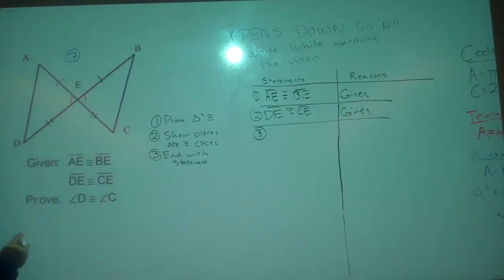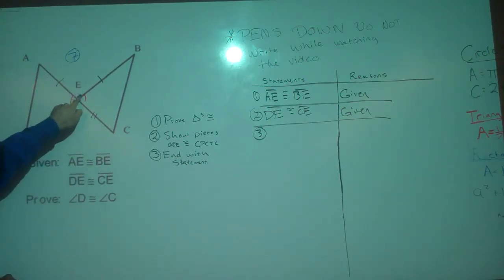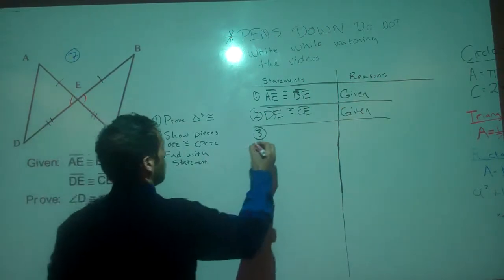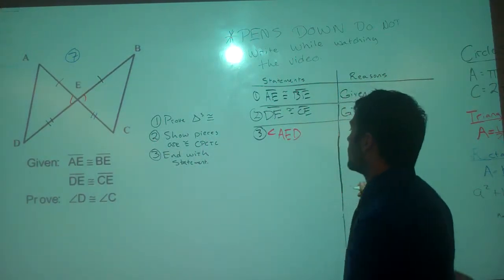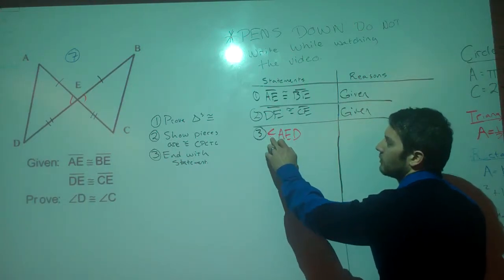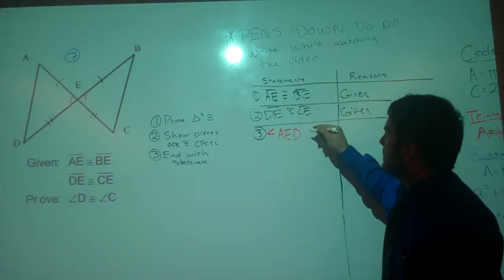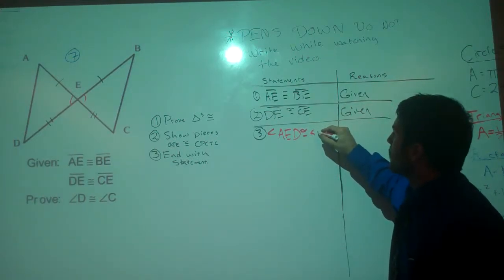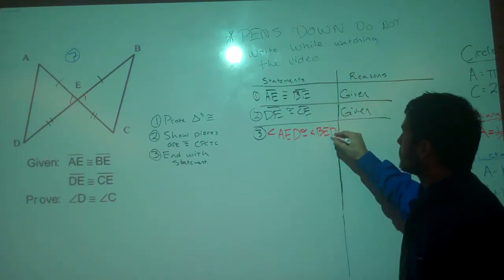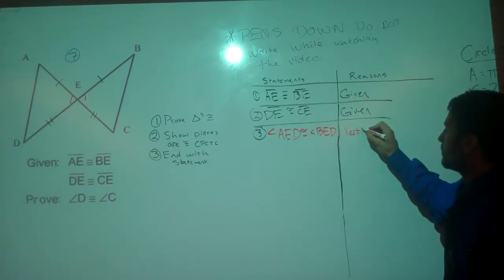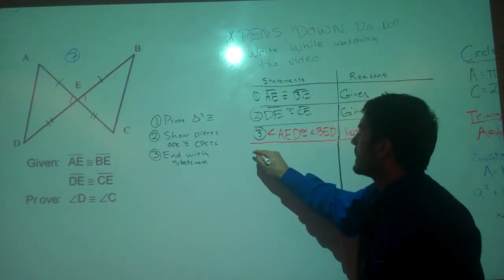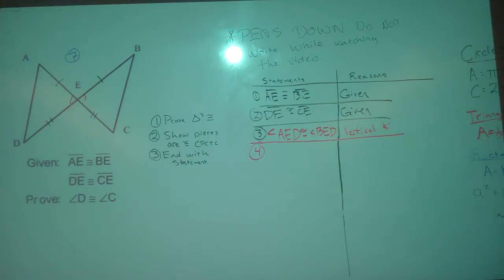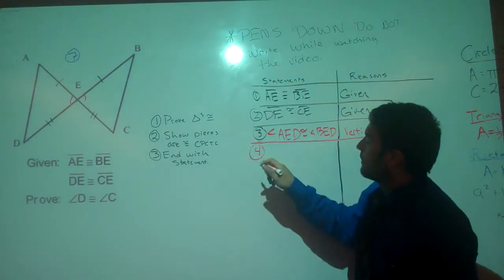This angle here cannot be called E because there is more than one angle sitting at this point, so I have to name it with 3 letters. I'm going to name the one on the left angle AED, and I will use the angle symbol to indicate that I am talking about an angle and not a triangle. The one on the left was AED. That is the same size as the one on the right, which will be BEC. This is by vertical angles. This is always true and does not require parallel lines like alternate interior. At this point, I have enough to say the triangles are congruent by side, angle, side.